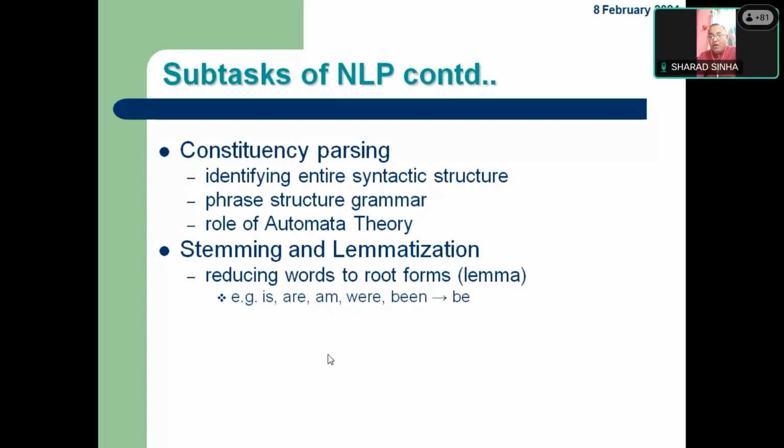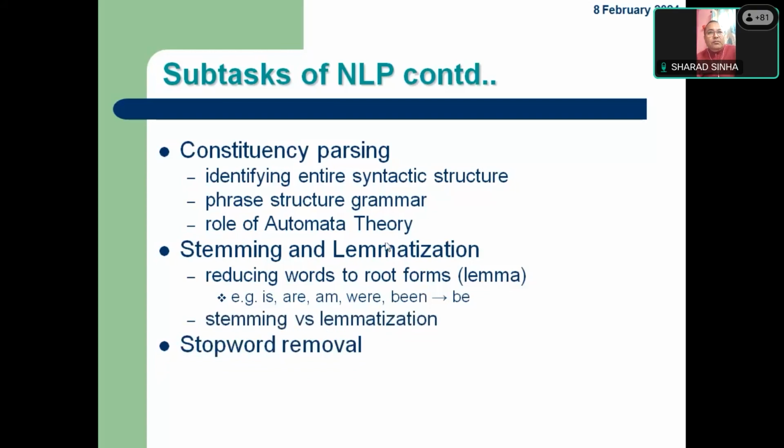The meaning of the words rather than the form is very, very important in natural language processing. So we need lemmatization, and generally we use lemmatization for pre-processing our NLP data.